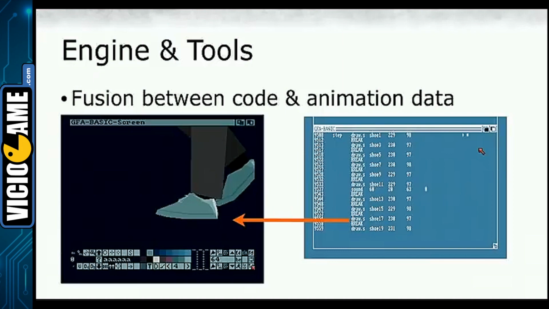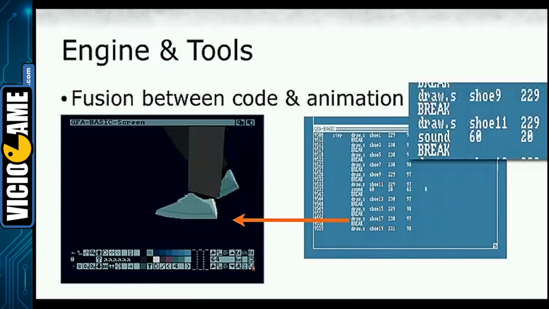The key feature is that the interpreted language has a special instruction to slice the code into time blocks. It is the break instruction. You can see the break instruction here. And this instruction pauses the code until the next game loop. And the draw function just draws an object from the polygon editor. This way, the interpreted code itself became also an animation sequencer.